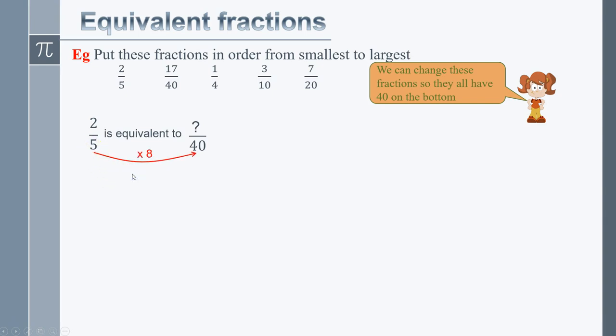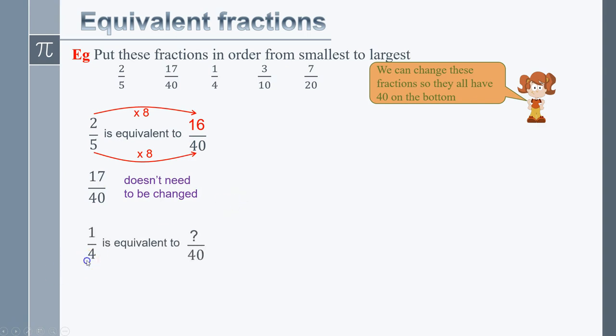5 times 8 is 40, so times by 8 on the top. That one is going to be 16 over 40. The next one, 17 over 40. It's already got a 40 on the bottom, and we already see that that one is going to be bigger than this one. We don't need to do any changing there. On to the next one, a quarter. What are we going to times by? Times by 10 on the bottom, and so times by 10 on the top. So that one's going to be 10 over 40.